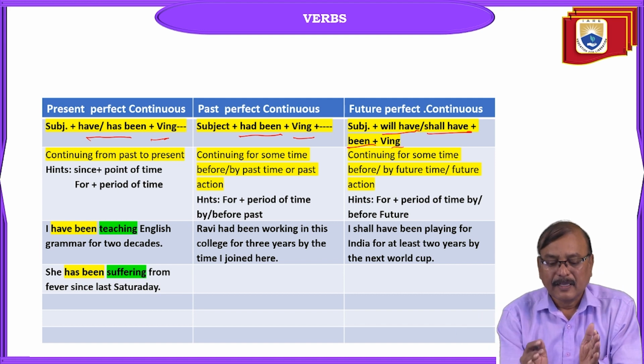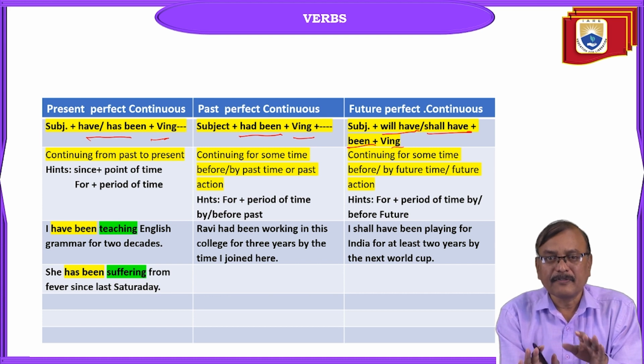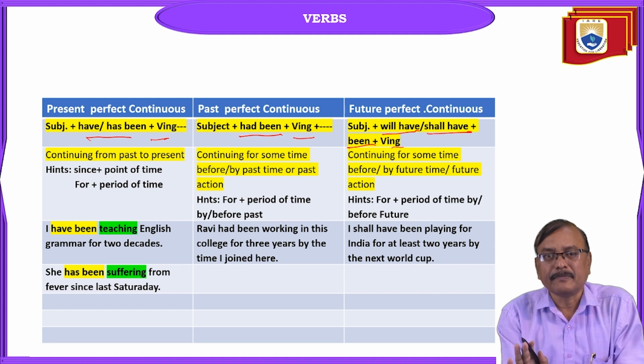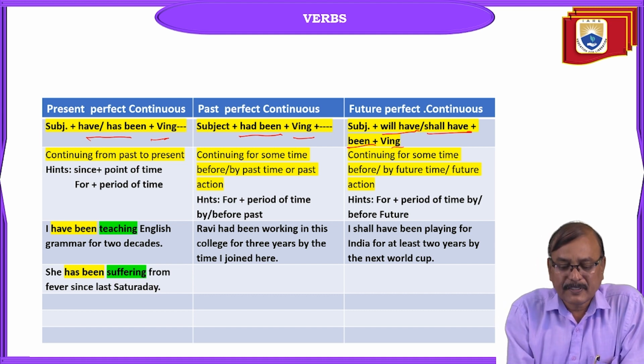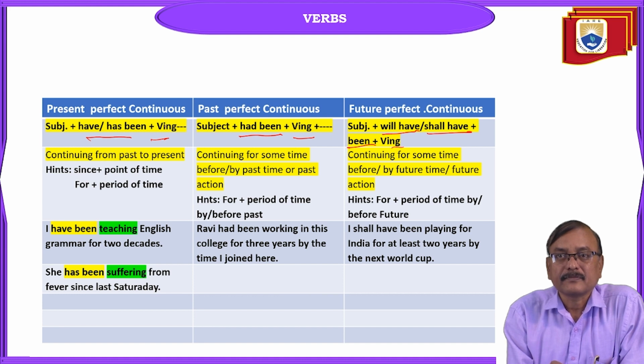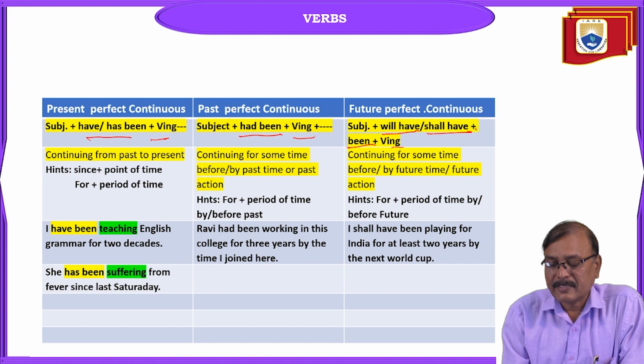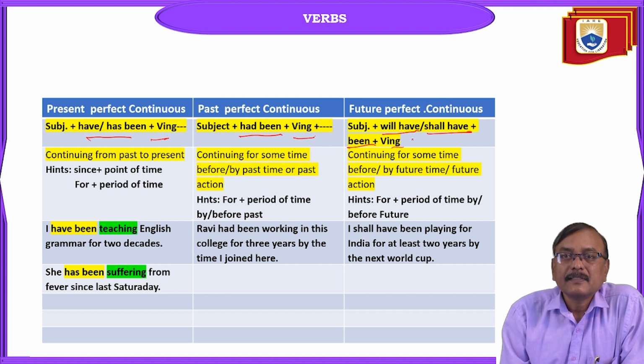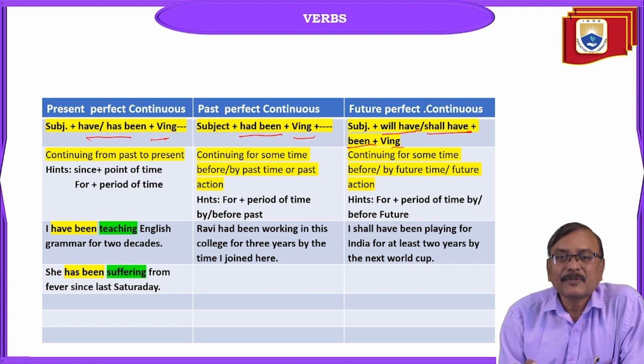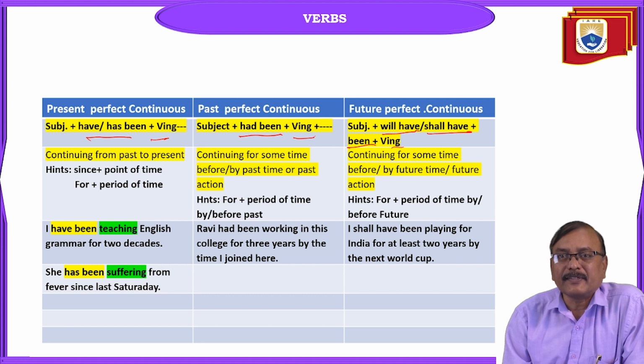So, just you know, continuous means verbing form. The main verb is always the present participle, that is, the verbing form. For present perfect continuous, have been or has been plus verbing form. Here, had been plus verbing form. Here, will have or shall have been plus ing form. Then, how to identify present perfect continuous, past perfect continuous, future perfect continuous.